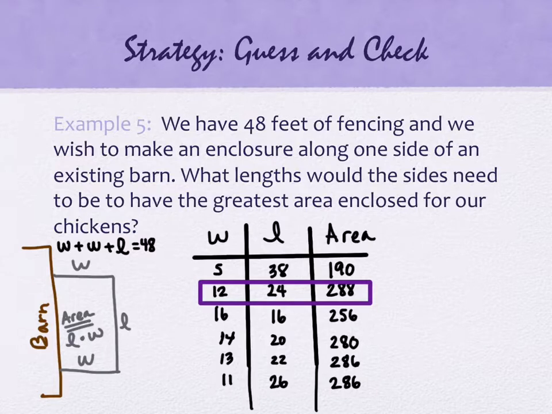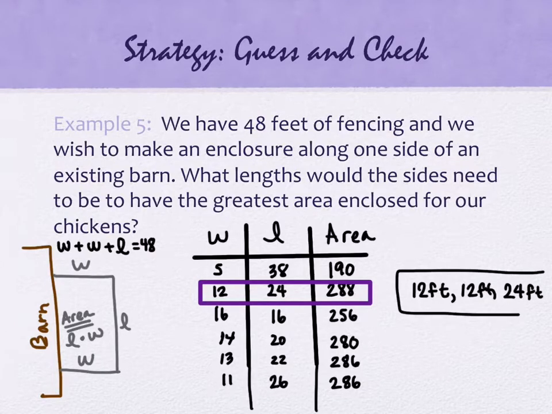We need to make sure we answer the question as it was asked. It says, what lengths would the sides need to be to have the greatest area? So what is the answer to the actual question asked? 12, was it feet, right? So let's make sure we get units on it now. 12 feet, 12 feet, and 24 feet. And in whatever order you want to list those out.